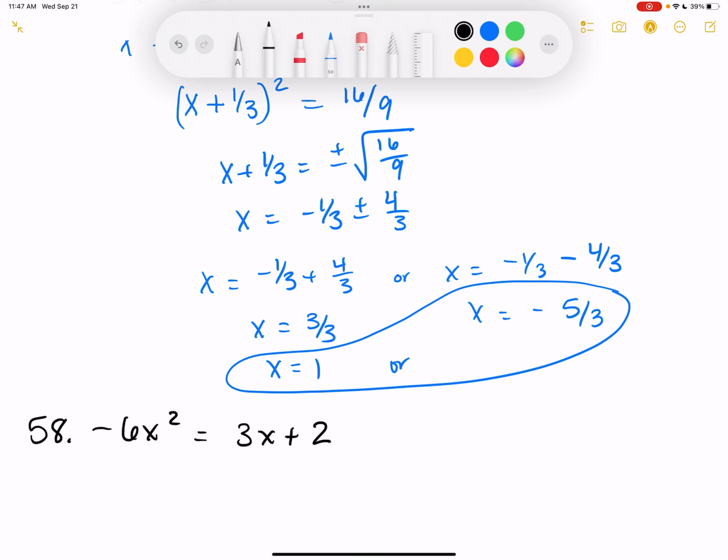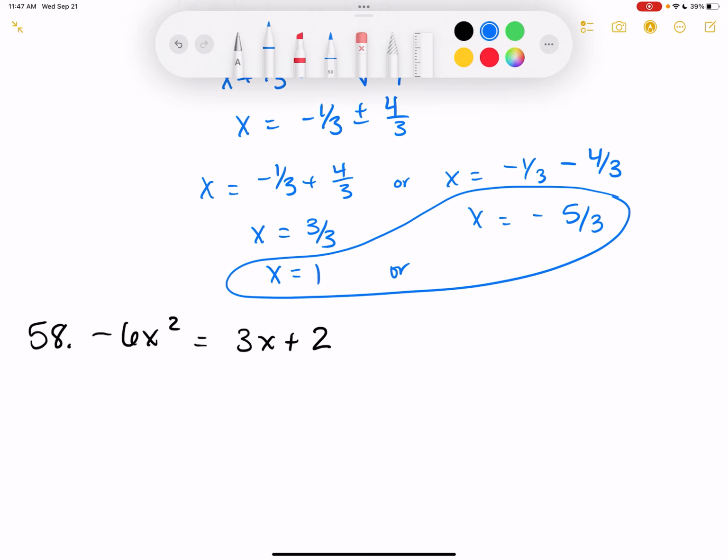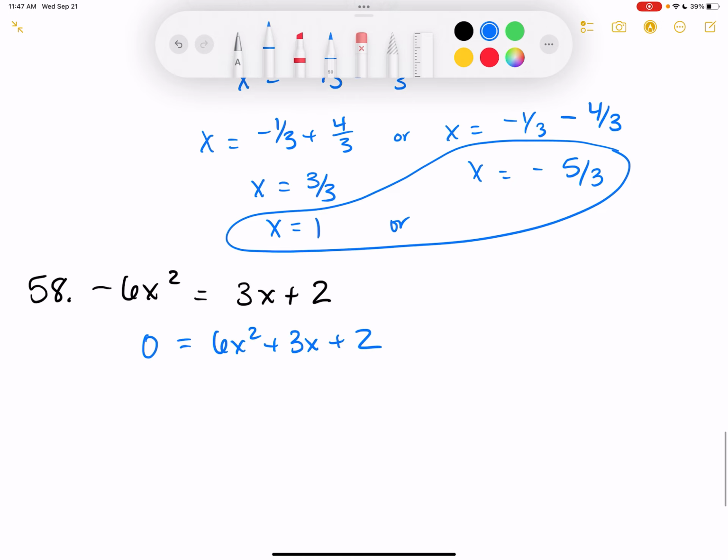So what do I need to do first in order to be able to use the quadratic formula? Move the 6 over. Yeah, everything on one side, so it's got to be equal to 0. So 0 equals 6x squared plus 3x plus 2. Now tell me what to plug into the quadratic formula. It would be negative 3 plus or minus the square root of 3 squared.